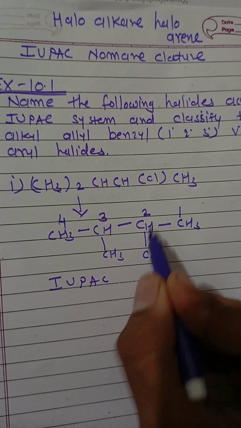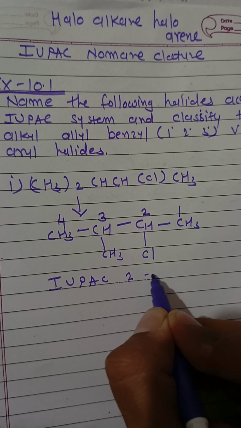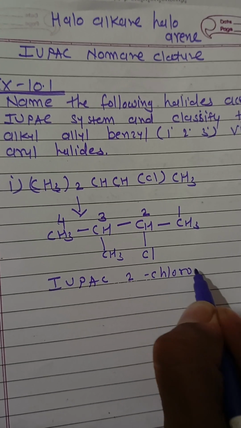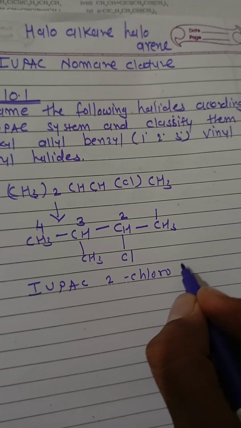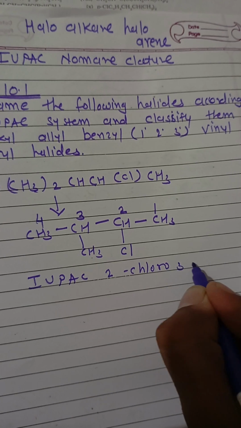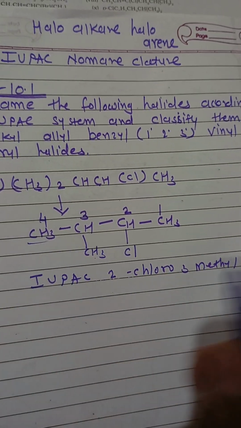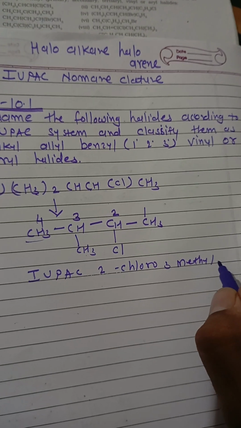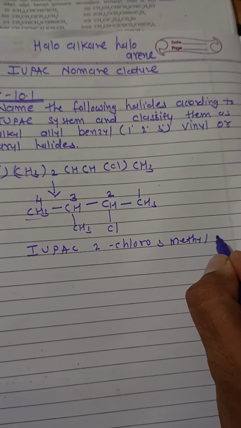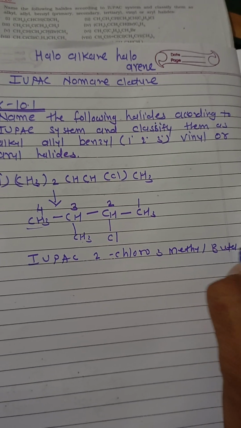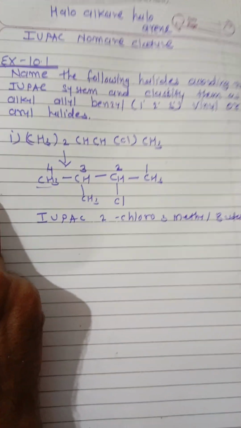Here the second carbon has chlorine, so I mention 2-chloro. The third carbon has a CH3 group, so I mention 3-methyl. We have a total of 4 carbons, so we apply the particular haloalkane name, butane. So this is the solution of the first example.